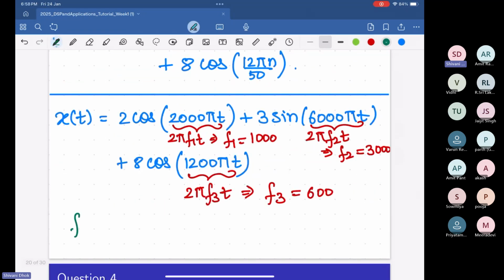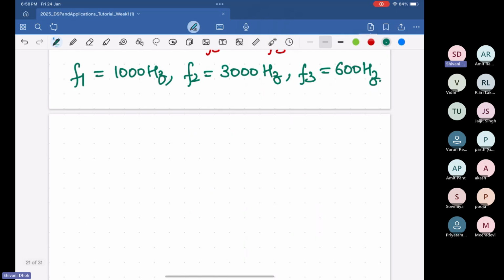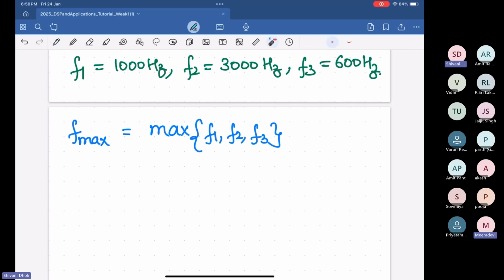So this signal has 3 frequencies. One is f1, 1000 hertz, f2 is 3000 hertz, and f3 is 600 hertz. Now what we have here is the maximum frequency. Let's say f max in this signal is the max of f1, f2, and f3.